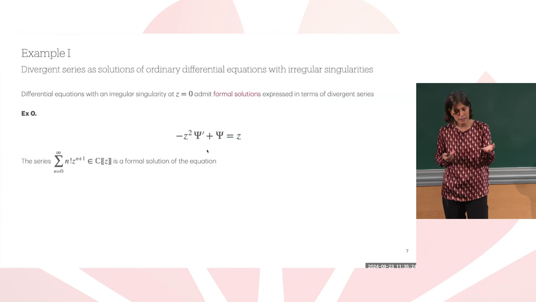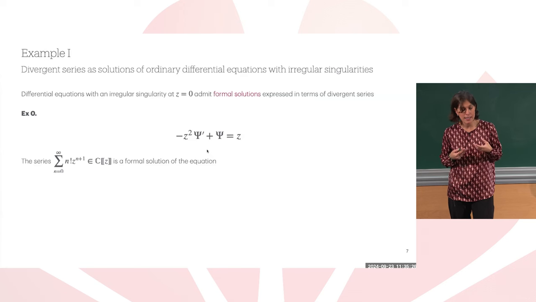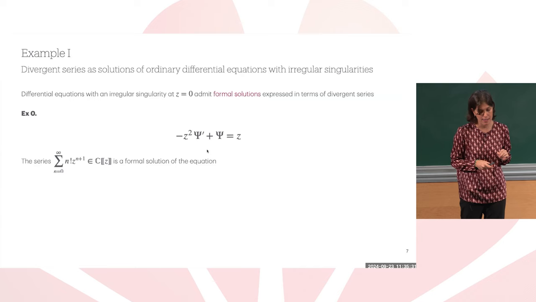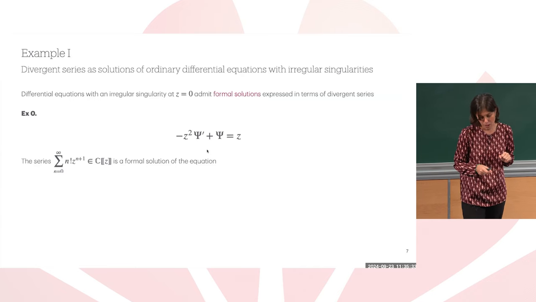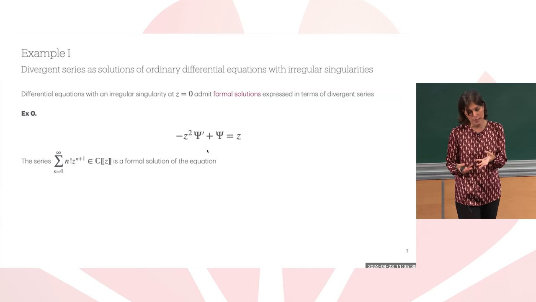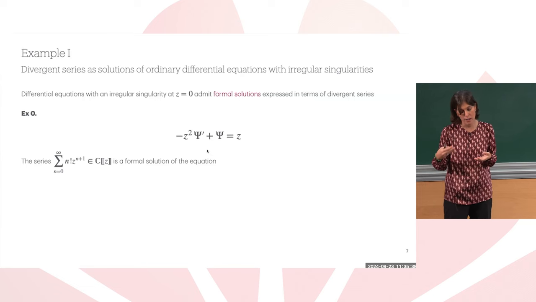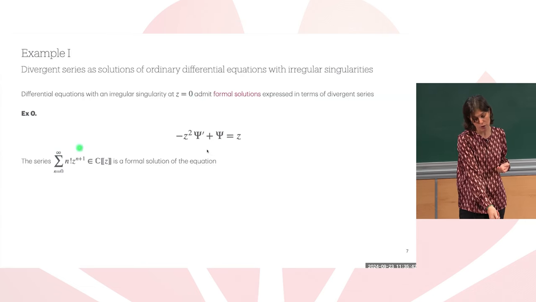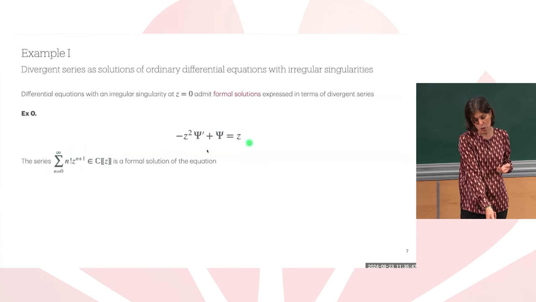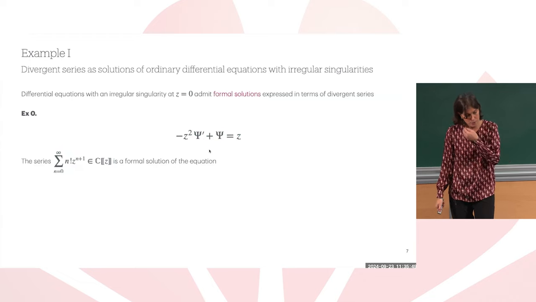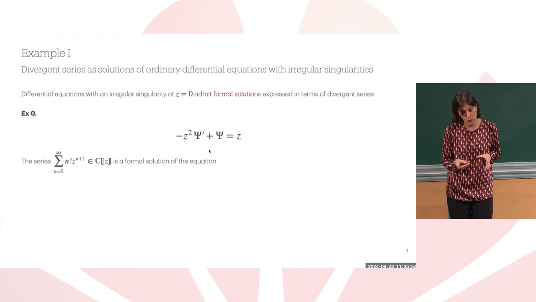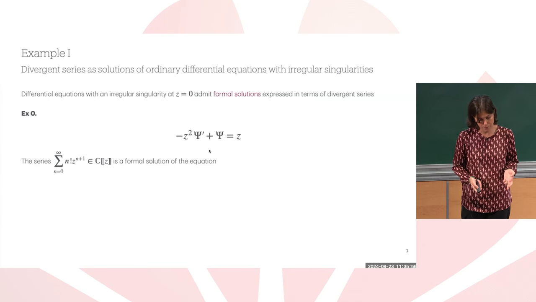A way to solve a differential equation is to look for a solution, which is a formal expression as the infinite sum I was writing before. So if you substitute this infinite sum in the equation and you try to solve recursively for the coefficients, what you will find in this example is that the coefficients are exactly n factorial. So this series is a solution of this differential equation. And as we've seen before, it is divergent because the coefficients are growing too fast. So we can't make sense of that.